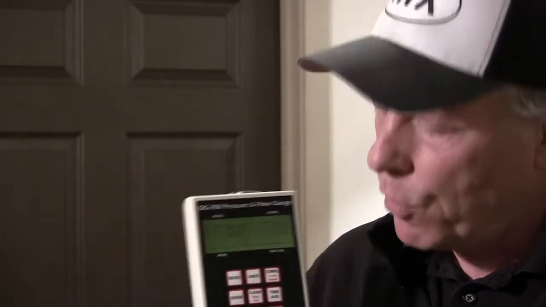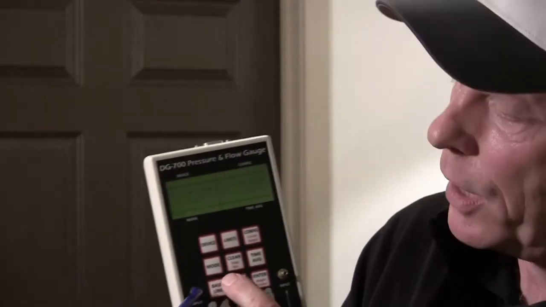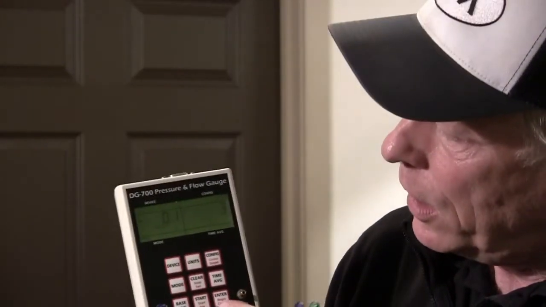And if you want to use the baseline function, you would basically hit baseline start. You'd wait 30 seconds to a minute. And then you would hit enter, and then you would be adjusted for baseline.